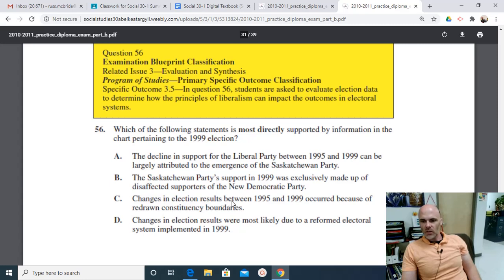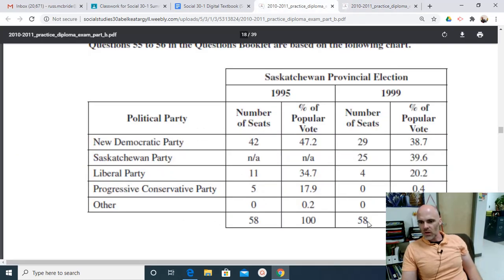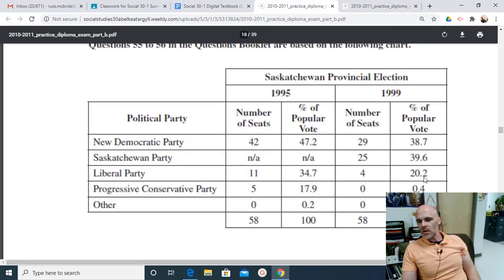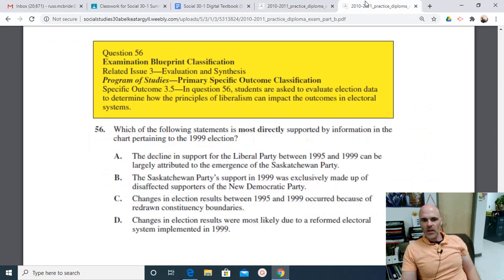Changes in election results occurred because of redrawn. We don't know that there's been redrawn constituencies. We know that there's the same number of constituencies. Changes in election were due to reformed system. It's still the same system. It's not PR. It's first past the post. The only thing we can say is that some of these dudes went there. So there's your answer. A.